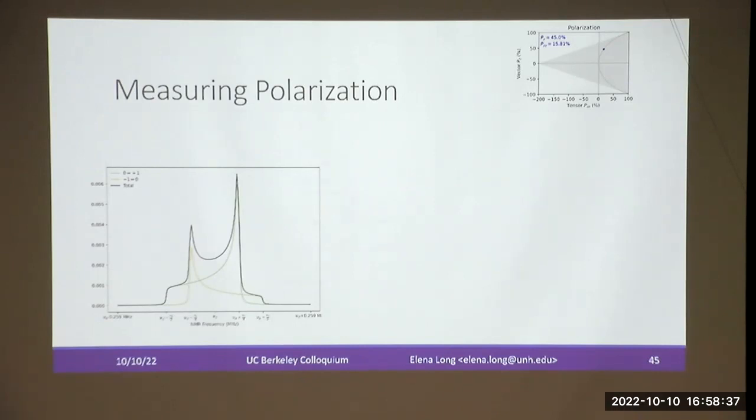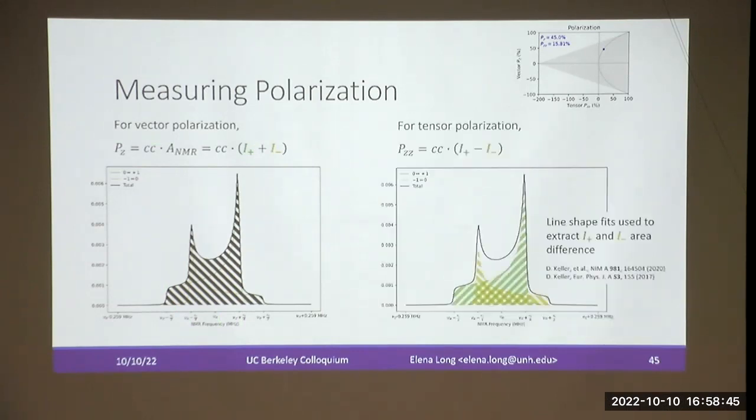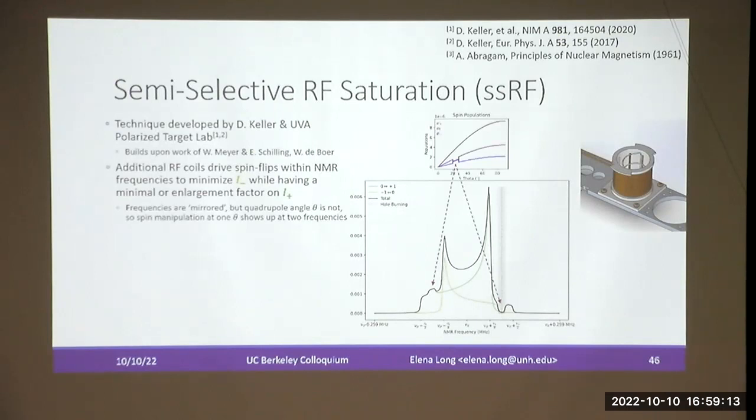Going back to tensor polarization, how do we get that? Well, for vector polarization, if we measure the total area, that tells us the amount of vector polarization. To get the tensor polarization, we want to look at the difference of the green area compared to the yellow area here. And if we want to enhance tensor polarization, we want to minimize the yellow while increasing the green. That can increase our tensor polarization to get the positive tensor polarization that we need to run those experiments that I mentioned. So there are techniques to do this with RF manipulation.